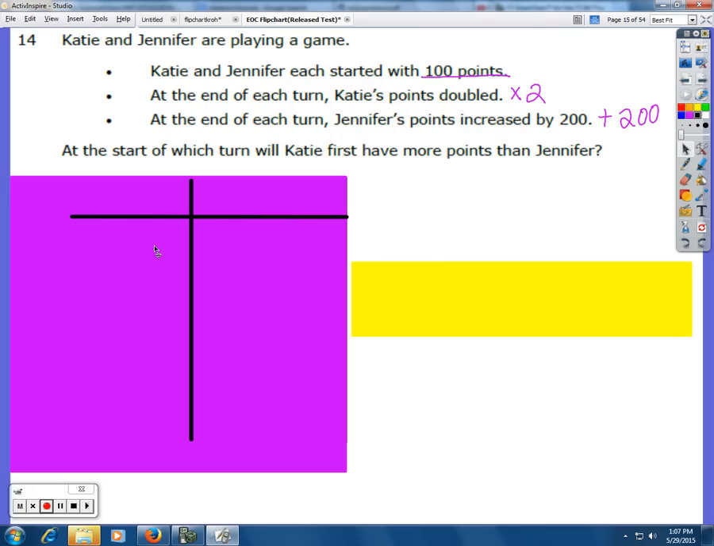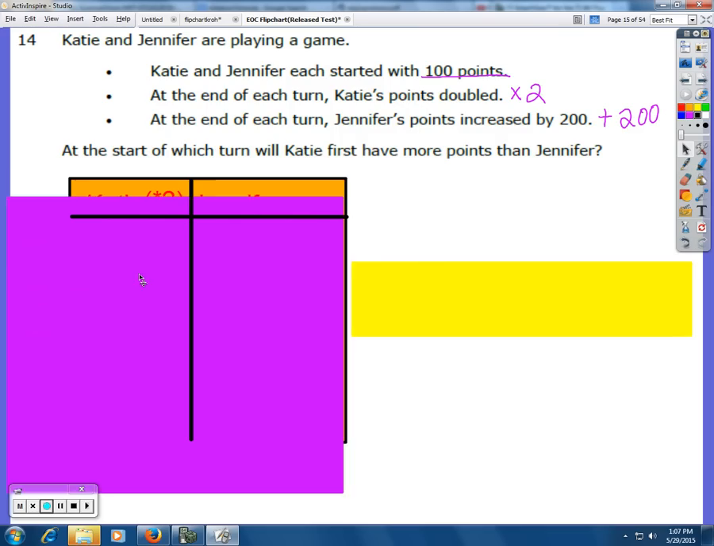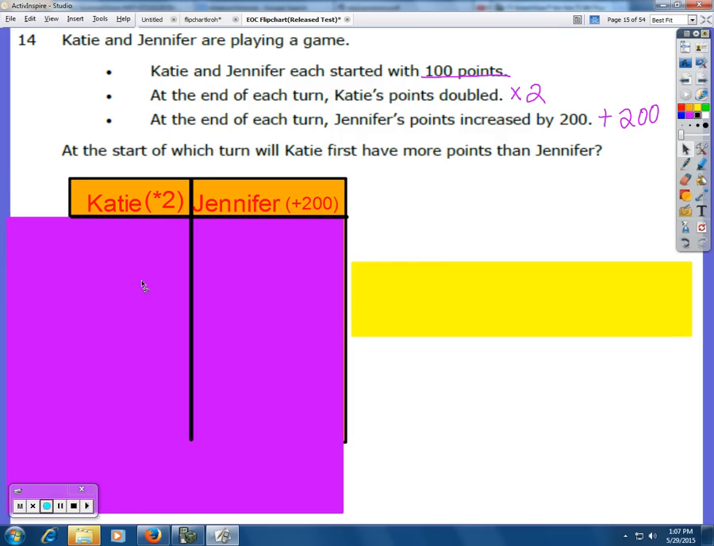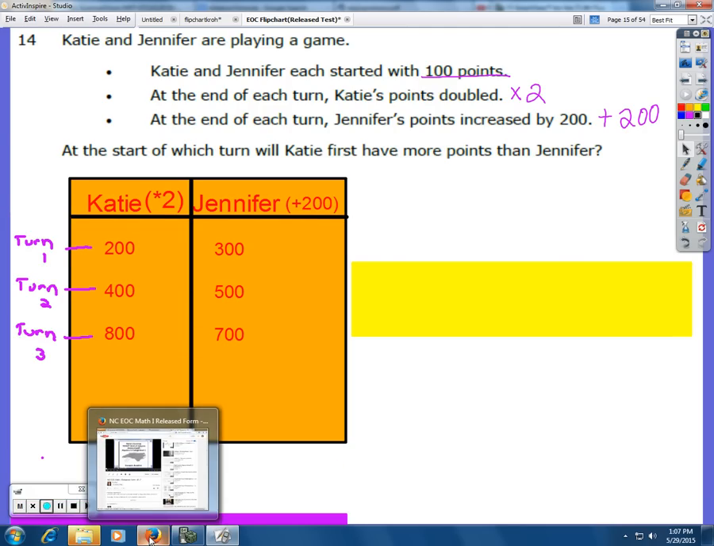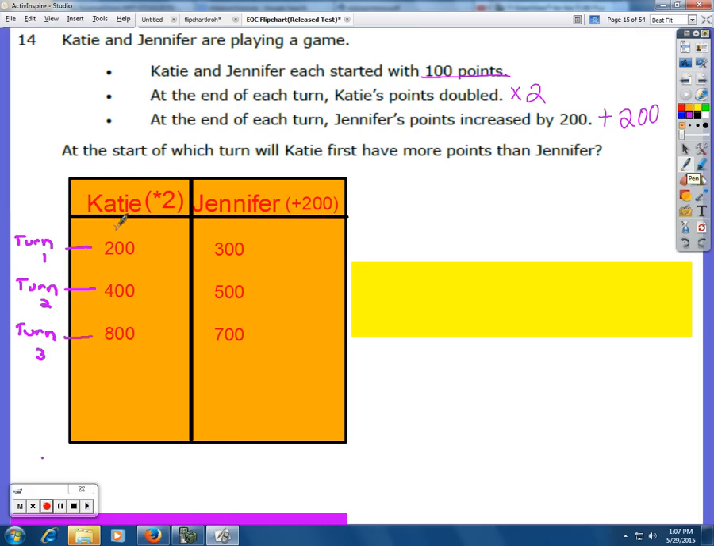So if you look over here, I made a table, which is what you should do if you come across this problem. Okay, I have Katie and Jennifer. Again, Katie times 2 at the end of every turn, Jennifer plus 200. Okay, so first they start off with 100 points, right? That's how much they start off with. Initially, they have 100.